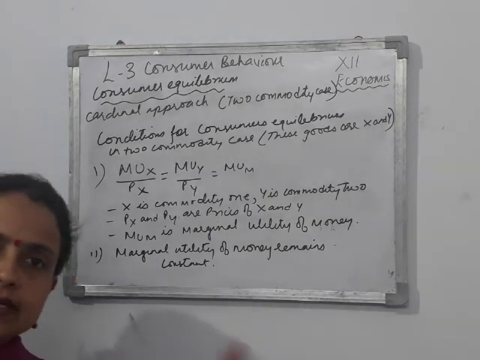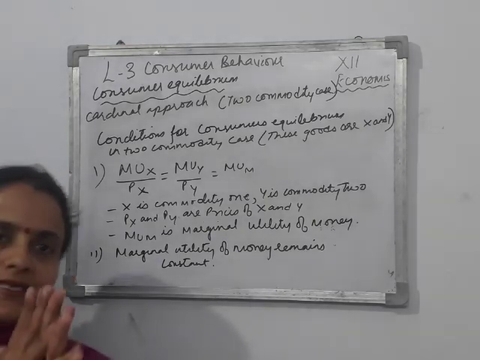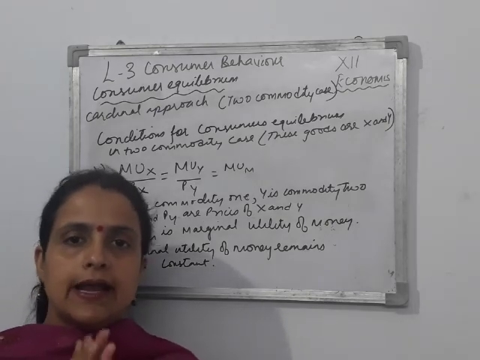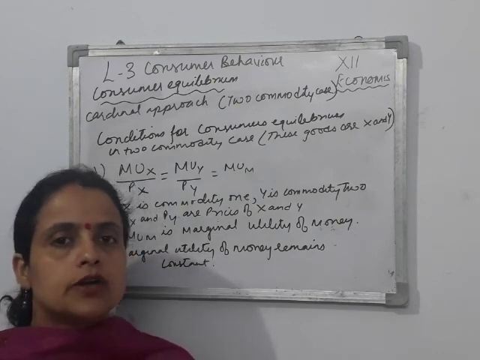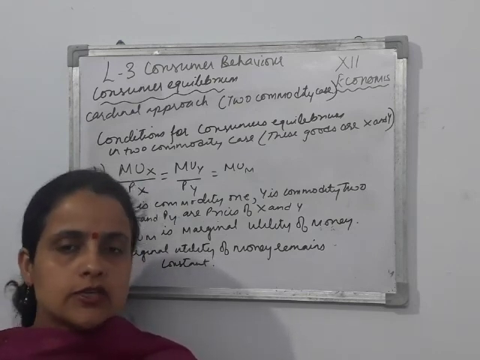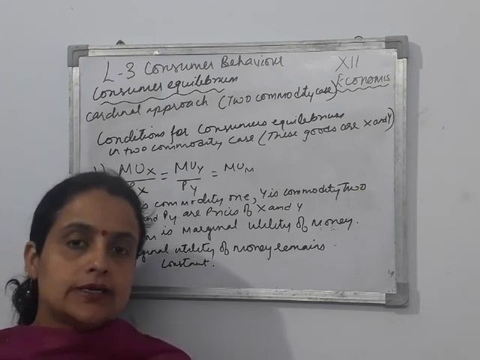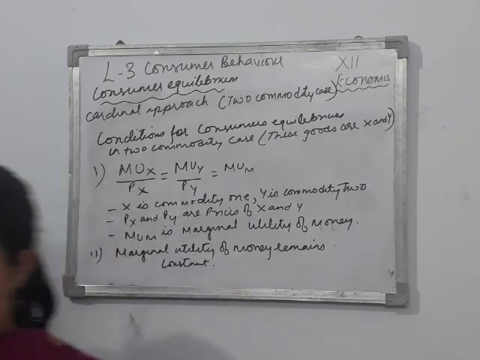I also told you earlier what marginal utility is, whether it is the marginal utility of a commodity or the marginal utility of money. Marginal utility is basically the satisfaction that we derive from every additional unit. When we consume each additional unit, the satisfaction we get is the marginal utility. Now if we ask what is the marginal utility of money, it means the satisfaction or utility you get from each unit of money, that is the marginal utility of money.